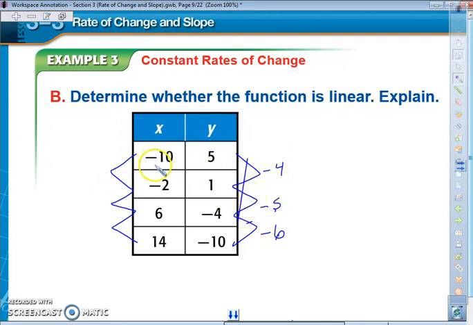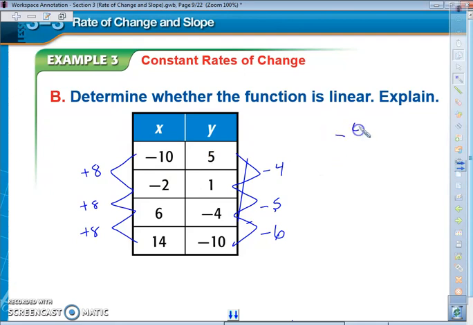Okay, and I'll show you what I mean by that. Negative 10 to negative 2 is plus 8. Negative 2 to 6 is plus 8. And 6 to 14 would be plus 8. So what we're going to do is look at these 2 points.